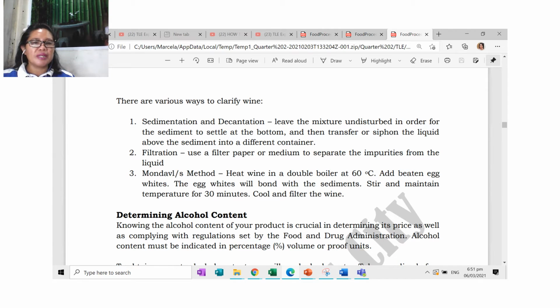Next is determining alcohol content. Knowing the alcohol content of your product is crucial in determining its price as well as complying with the regulations set by the Food and Drug Administration. Alcohol content must be indicated in percentage by volume or as proof units.